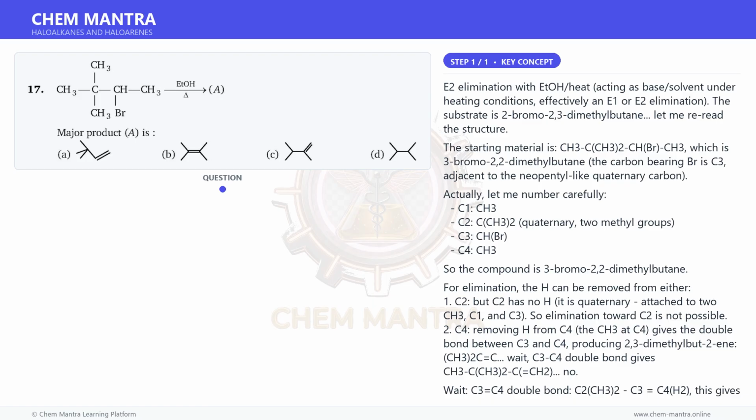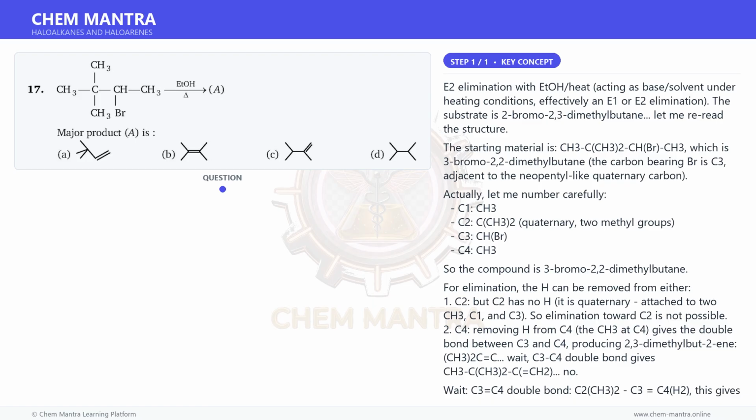Alternatively, if we consider the structure again, the Br is on C3, the CH bearing Br. Beta carbons are C2, no H, quaternary, and C4, CH3, 3 H's available. Elimination toward C4 gives the C3 double bond C4, (CH3)3C-CH=CH2. But C2 has 3 methyls attached, making it (CH3)3C. The product from C3, C4 elimination is (CH3)3C-CH=CH2.